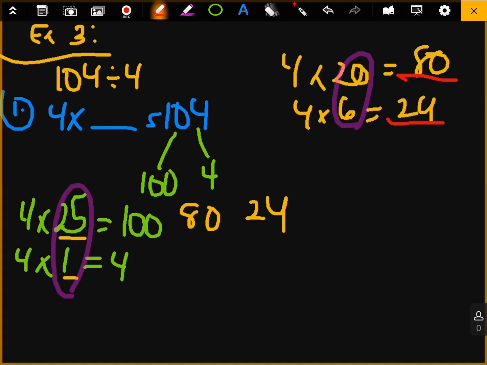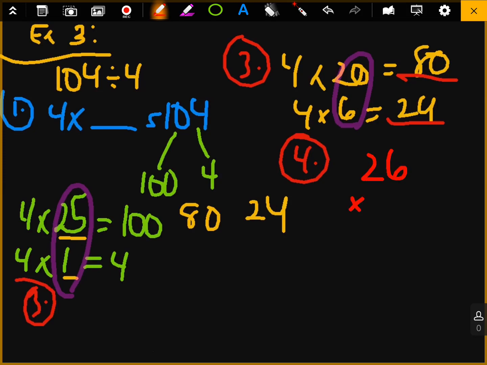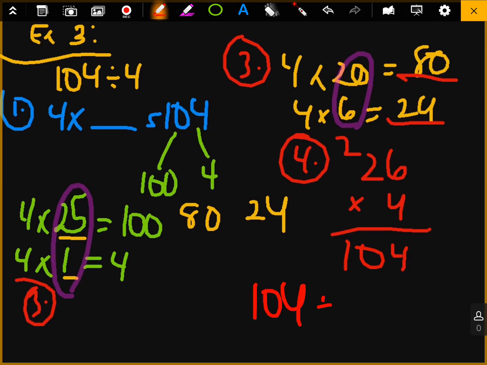So now that we've added the factors together, we need to check our answer. Okay, so that was step 3 here and here. Now we got to check our answer. Is 26 times 4 indeed 104? Well, let's see. 6 times 4 is 24. 4 times 2 is 8, plus 2 is 10, and yes, it is 104. So 104 divided by 4 equals 26. All right, good thing we checked on that.